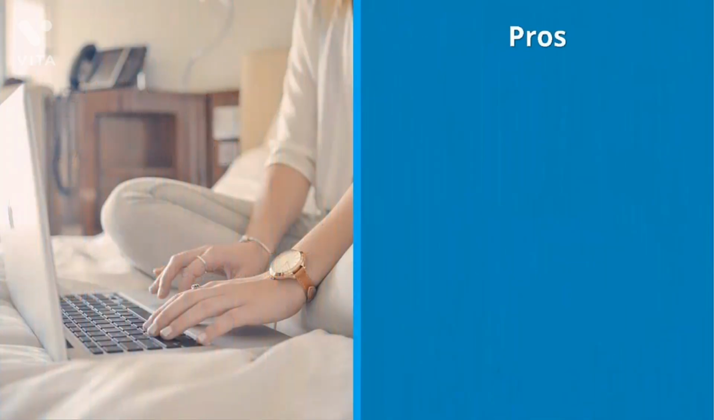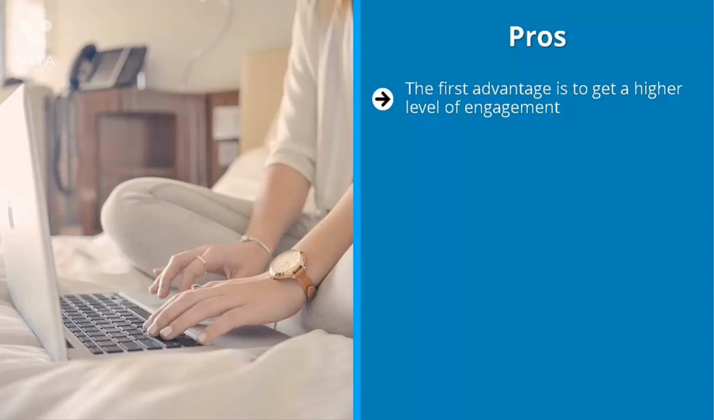Pros. The first advantage is to get a higher level of engagement. You actually get to say to these people what you think. You get to interact with what they have to say. Maybe they're critical about your idea, so you explain your position to them. You give them a counter-argument. You ask for examples, or you rebut what they have to say.